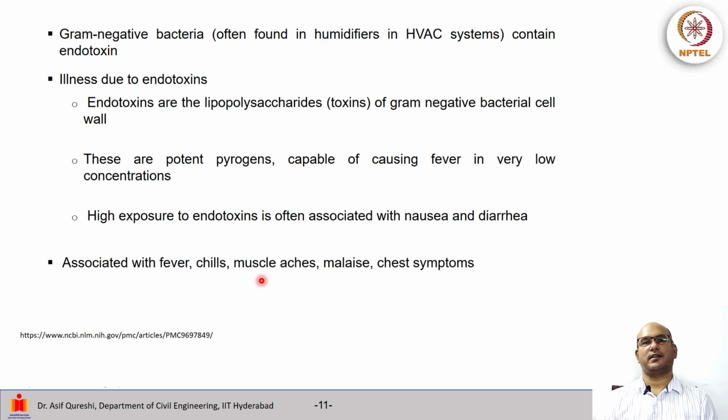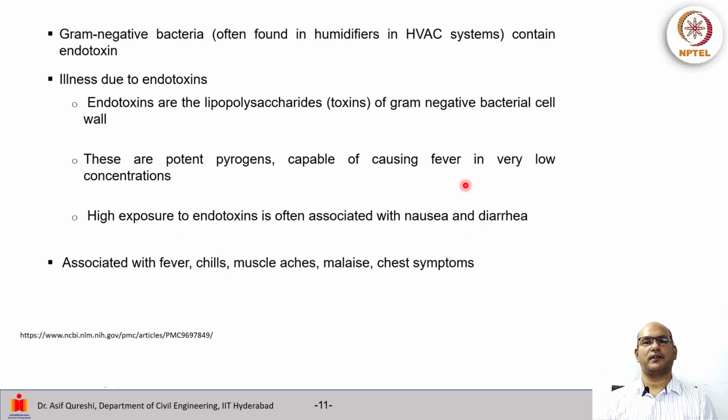The gram-negative bacteria, which are often found in the humidifiers in HVAC systems, can also contain endotoxins. These are basically lipopolysaccharides of the gram-negative bacterial cell wall. They are from the bacterial cell wall of the gram-negative bacteria. Endotoxins are potent pyrogens. They are capable of causing fever in very low concentrations. Additionally, high exposure to endotoxin is often associated with nausea and diarrhea.